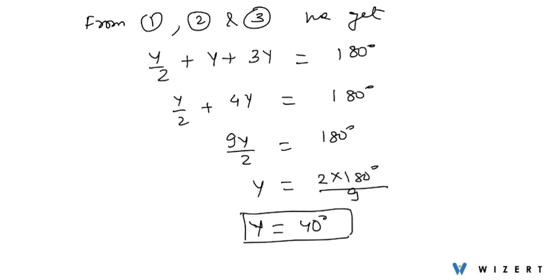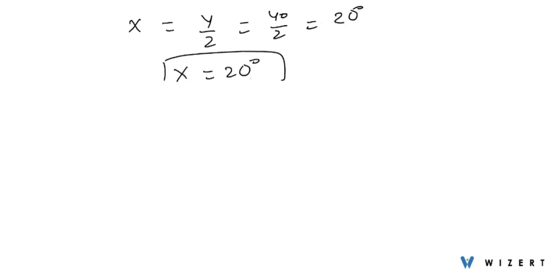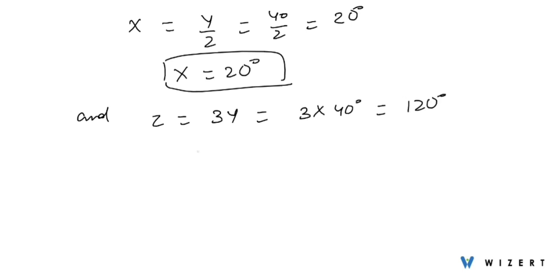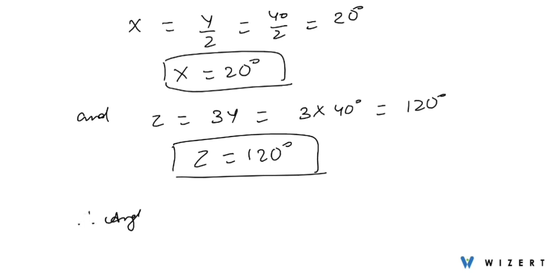So we have to obtain all the angles x, y and z. y we have already obtained, and we know that x is nothing but y by 2. So 40 by 2 will give 20 degrees. So x is 20 degrees, and the last angle z can be written as 3 times y, and y we have calculated as 40 degrees. So z is 120 degrees. Hence we have obtained all the angles, and the angles x, y and z are 20 degrees, 40 degrees and 120 degrees. So these are the three angles and this is the answer.